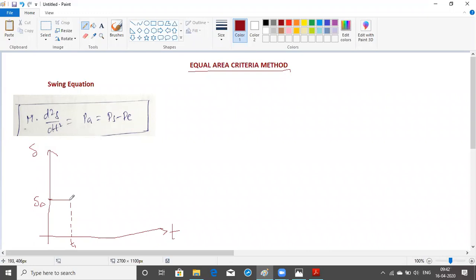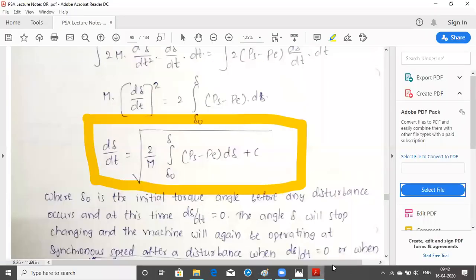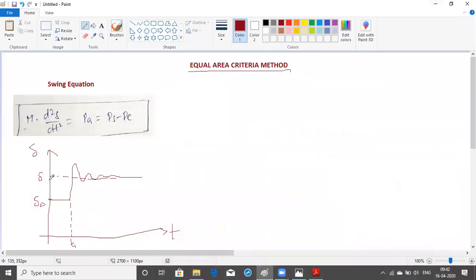When the disturbance has occurred, for example, if you take a synchronous generator and a three-phase fault has occurred, what happens? Suddenly it will try to oscillate and it will come to its own equilibrium point. This is the new delta point. I'm going to call this angle delta. You can see in the equation, delta naught to delta. Delta naught is the initial value, delta is the final value which is going to be set.